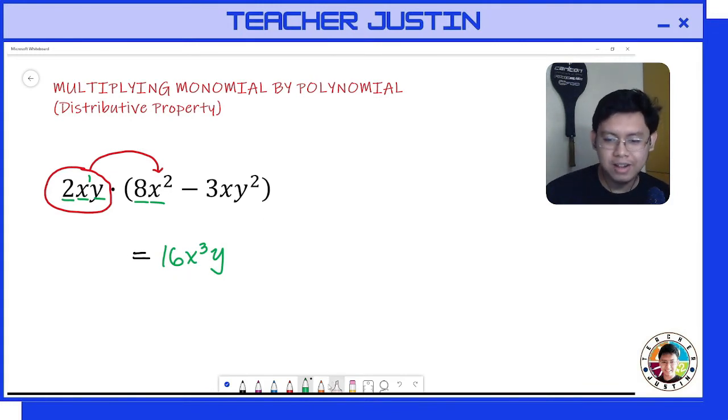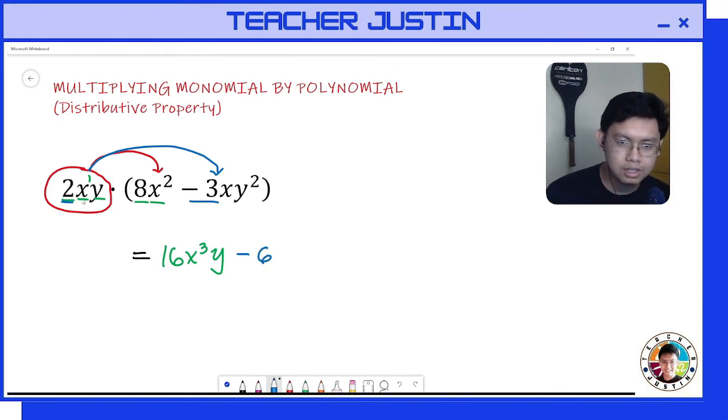Okay, now let's proceed to the next one. Let's multiply the monomial by our second term. So again, coefficient times coefficient, variable times variable. So we have 2 times negative 3, that is negative 6. Then x times x, so we multiply the variable, apply the product rule. So copy the base and then add the exponent. So 1 plus 1, 2.